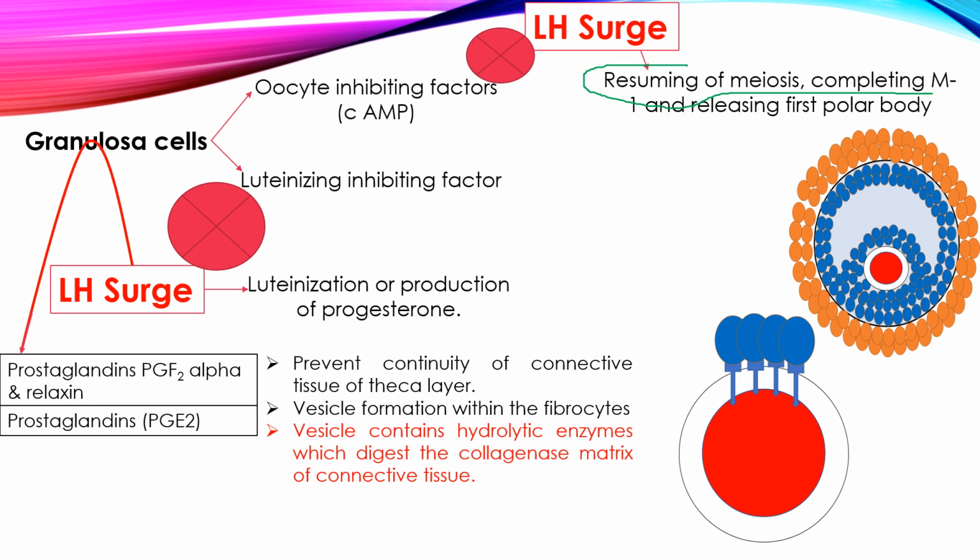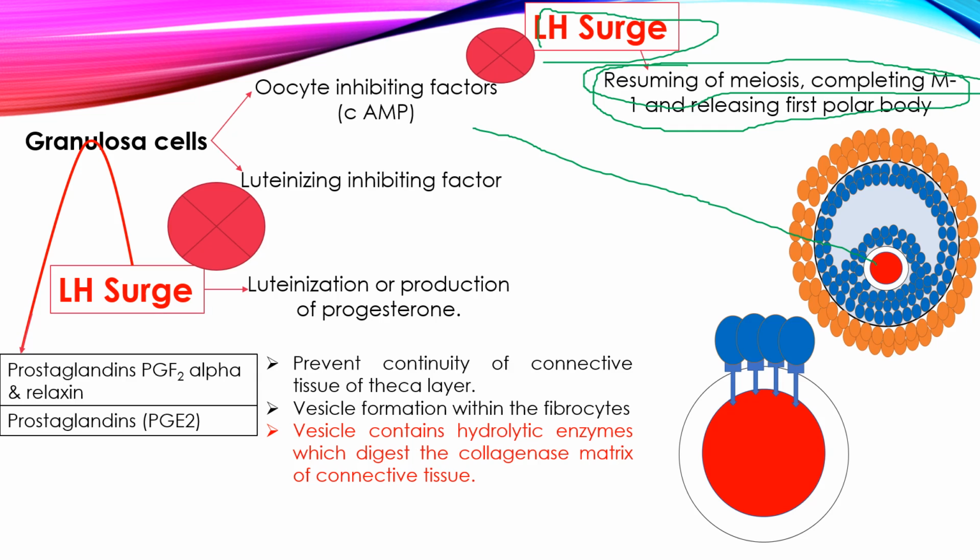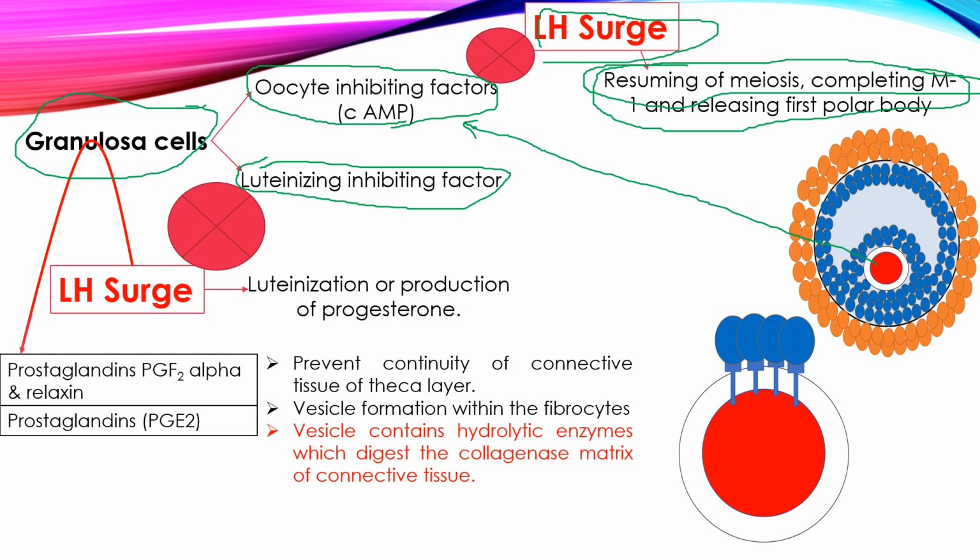LH surge causes resumption of meiosis, or it helps the oocyte to complete the first meiotic division. The oocyte is frozen at prophase 1, and that dictyate state is maintained by the oocyte maturation inhibiting factor secreted by the granulosa cells. Also the granulosa cells prevent developing their receptor for LH by secreting luteinizing inhibiting factor during the growth of the follicle. So as the follicle develops and becomes a large follicle, Graafian follicle, dominant follicle, then slowly the granulosa cells develop receptor for LH.